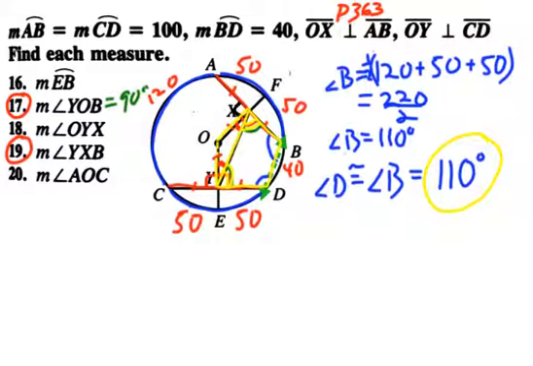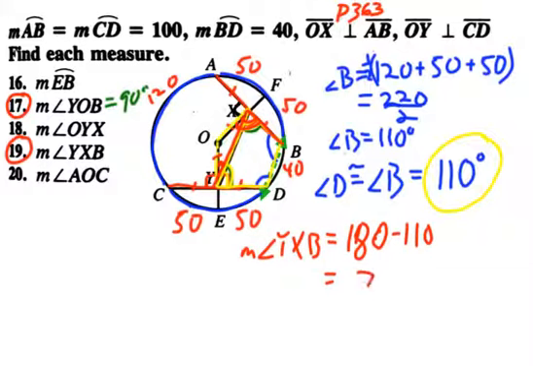We are looking for YXB. So if this diagram wasn't messy enough yet, we now are looking for YXB right here in red. This guy right here, so the measure of angle YXB must equal 180 minus 110, and that will equal 70 degrees. And there may be a more simple way to do that.